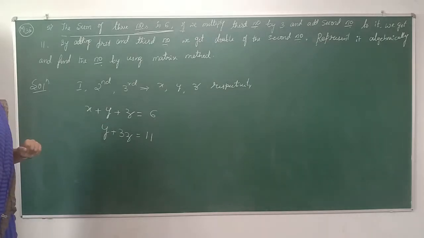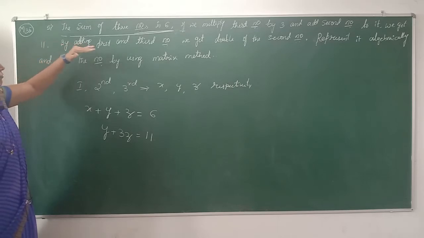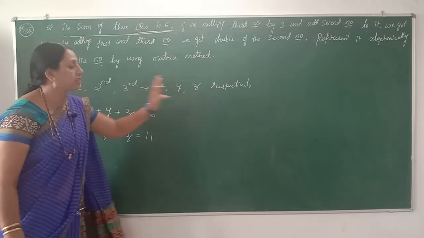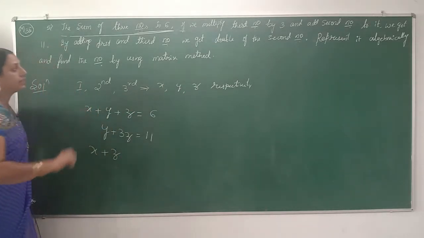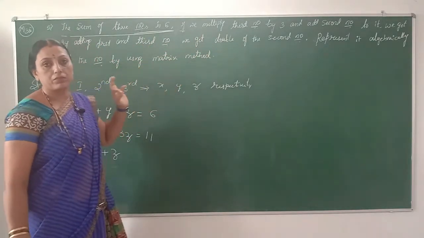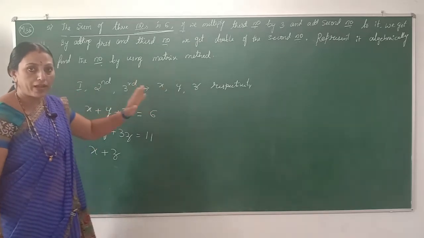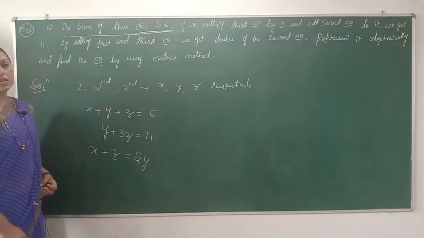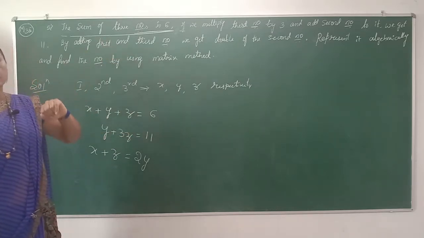That is another one of the equations. Similarly, the third equation is by adding the first and third numbers. What are the first and third numbers? X and z. These are added to each other. Adding the first and third numbers, we get double of the second number. Now the second number is nothing but y. Double of that number is nothing but 2y. These are the equations represented in the above statement.